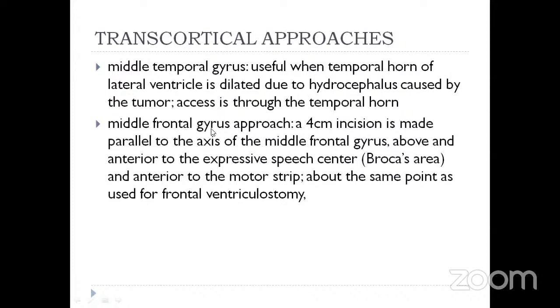When we are using the middle frontal gyrus approach, we make a 4 centimeter incision parallel to the axis of the middle frontal gyrus, above and anterior to the expressive speech area, that is Broca's area, which is usually present in the pars triangularis and or opercularis, and anterior to the motor strip, about the same point as that we use for a frontal ventriculostomy.